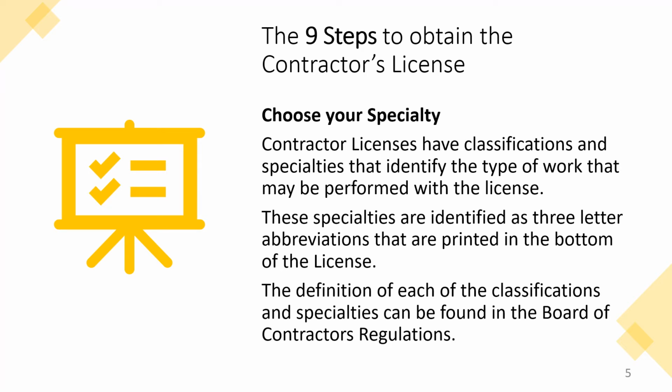The 9 steps to obtain the contractor's license. Choose your specialty. Contractor licenses have classifications and specialties that identify the type of work that may be performed with the license. These specialties are identified as 3-letter abbreviations that are printed in the bottom of the license. The definition of each of the classifications and specialties can be found in the Board of Contractors regulations.